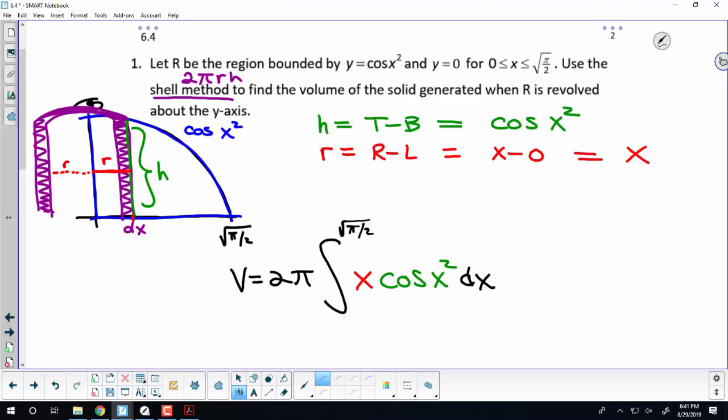Anyone have any questions on that? That was 0 to pi. Okay, so that's the setup. That's going to produce the volume using the shell method.